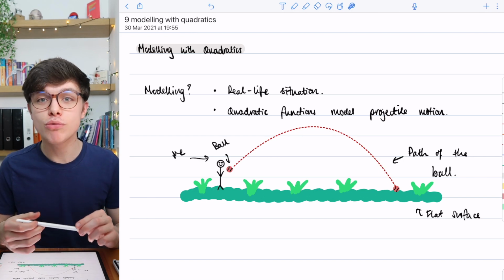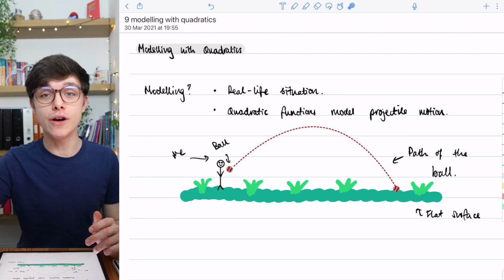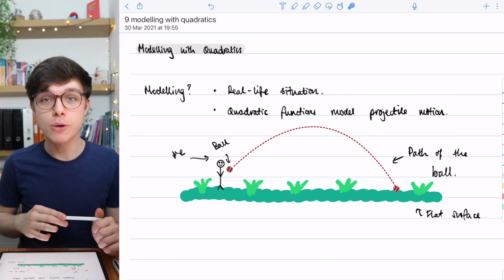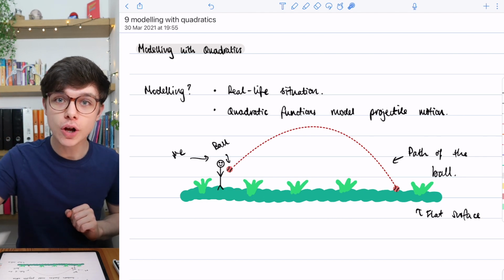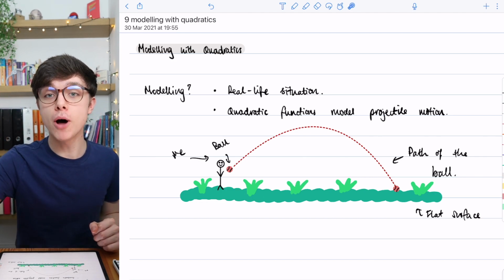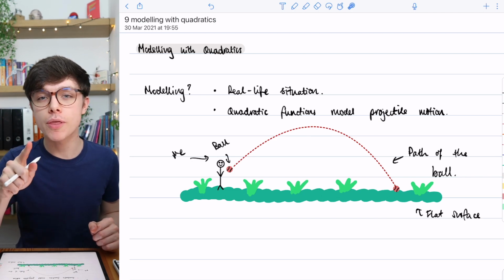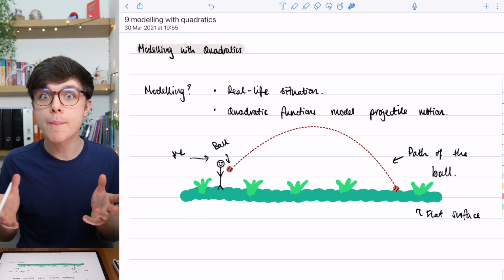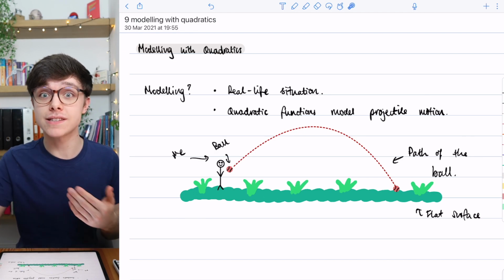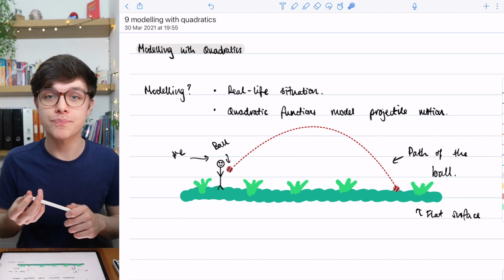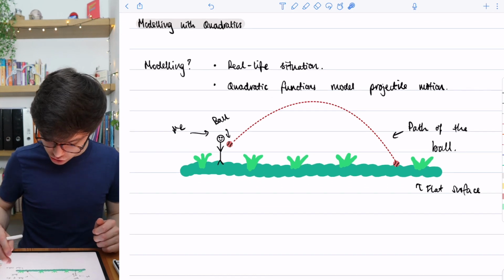Every time you throw a ball, your ball is making a quadratic curve. It's following projectile motion. So every time you throw a ball and it lands on the floor, the path of that ball you can model as a quadratic equation. Okay, it's a parabola. And in the previous video, we looked at what a parabola is. It's just another word for a quadratic. It's the shape that the quadratic makes. So, that's a real life situation.